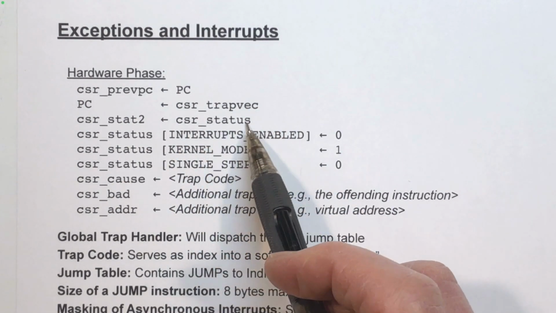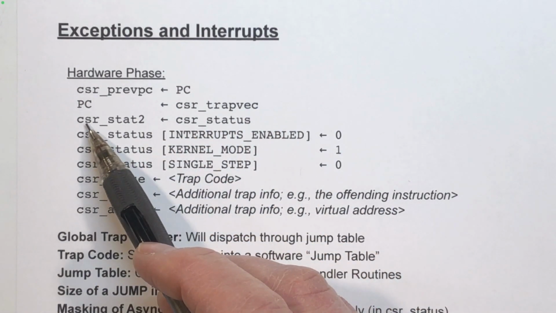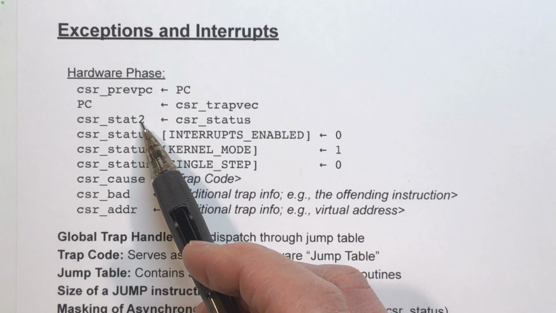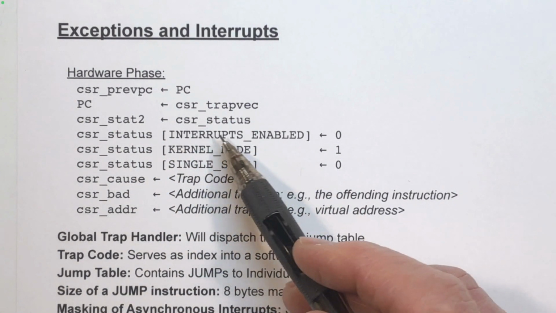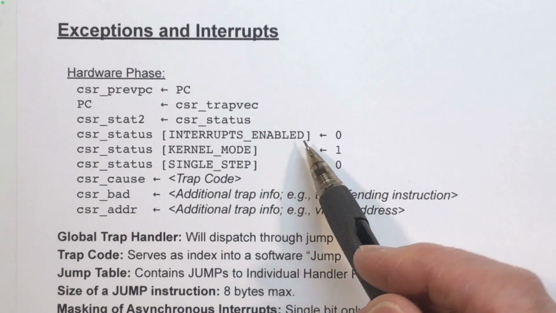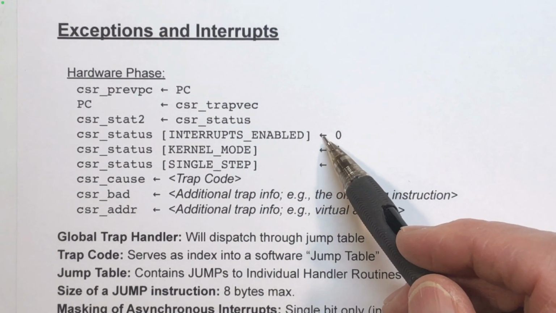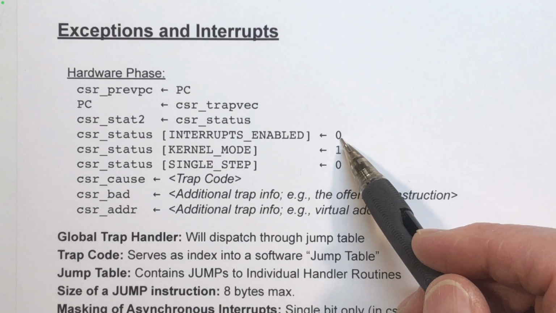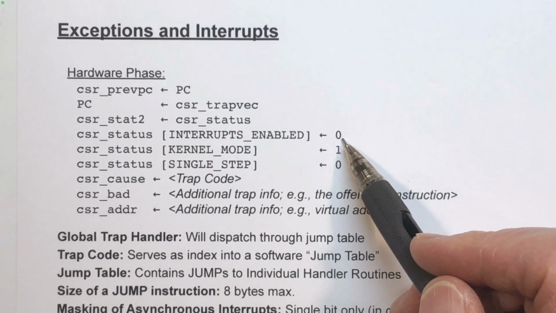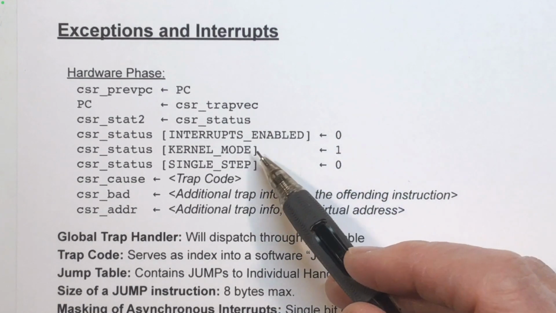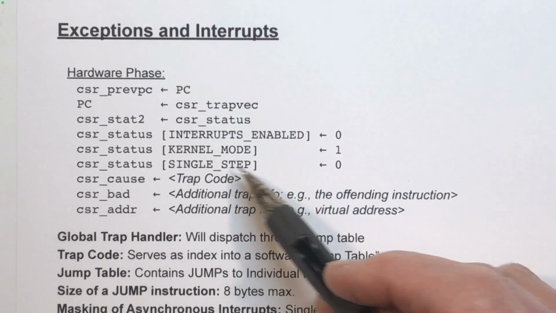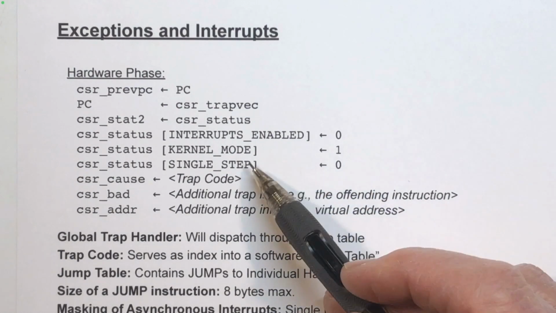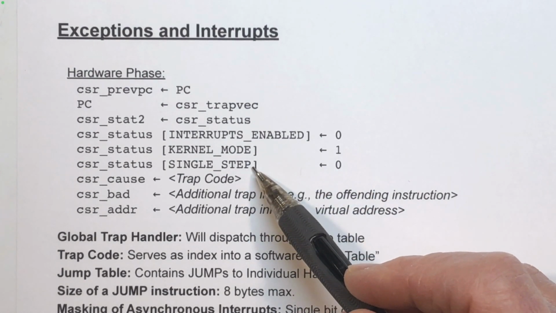Then the status register is saved in the CSR stat2 register, and after that the status register is modified. First of all, the interrupt enabled bit is changed to 0 so that future interrupts are disabled and cannot occur during the trap handling. Then the mode is changed to kernel mode if it was in user mode. And finally, if single stepping was enabled, that is turned off.